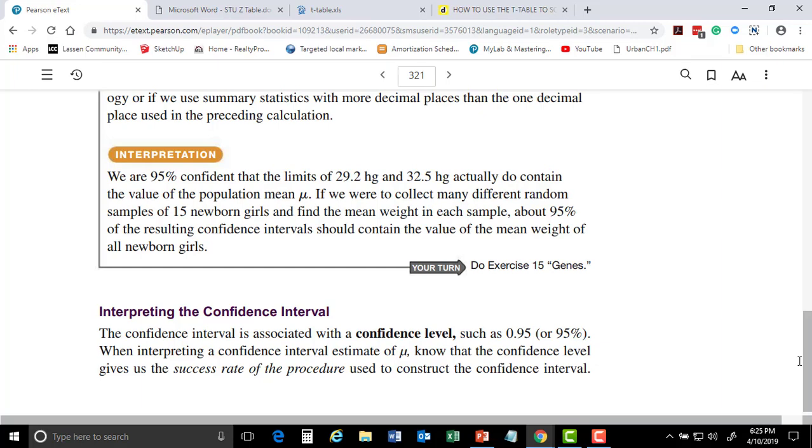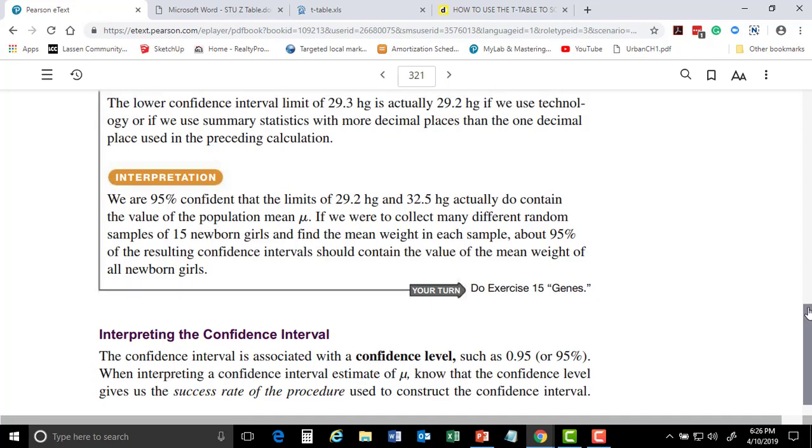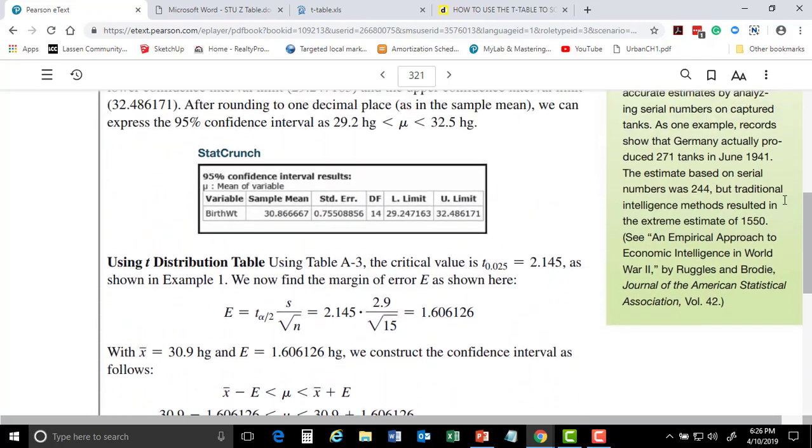So you could go out there and take a sample, like we did of these girls. Go out, take another sample, another sample, another sample. We would expect that the new mean will fall between here and here 95% of the time. So if I'm making a guess, I'm going to bet on the side of 95%. Let's see if we can work that on StatCrunch.